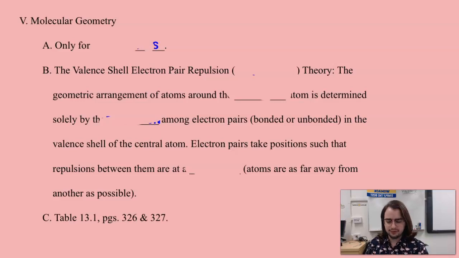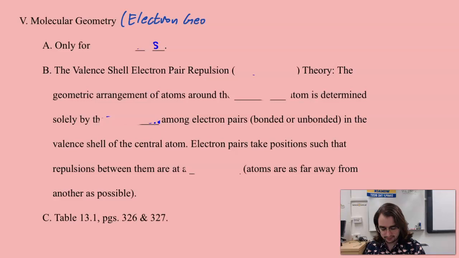Welcome back. We're going to continue our discussion on Lewis structures by now diving into what we call molecular geometry. We're also going to be talking about something called electron geometry. So make sure that you are ready to talk about both. Now, before we get started, let's make sure we know what this means.